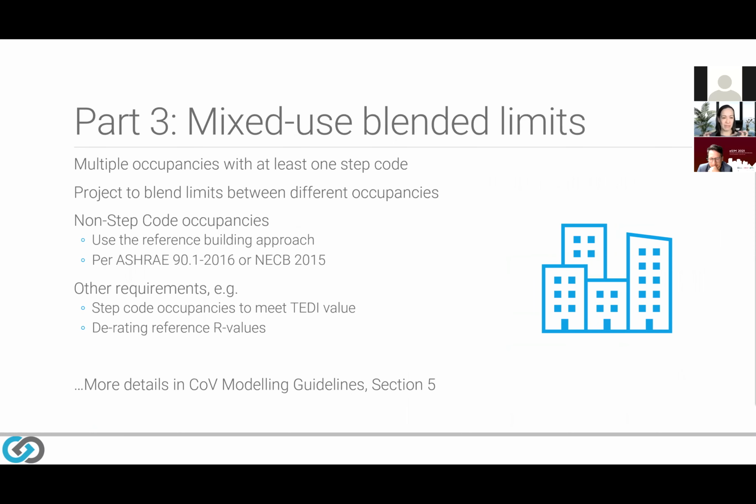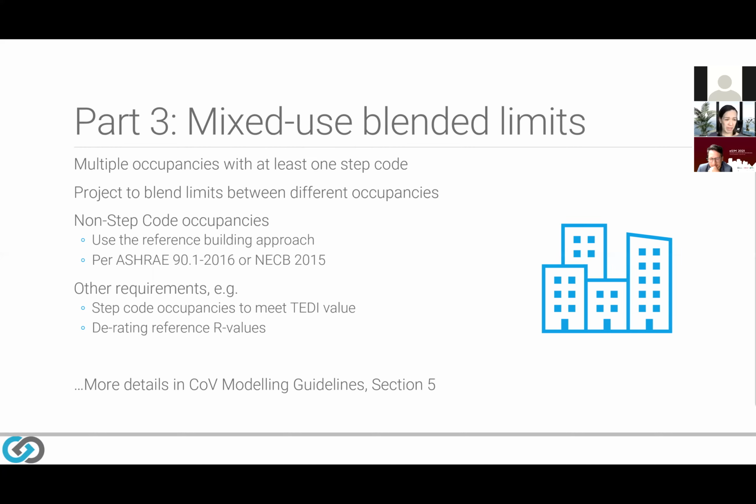The last adjustment that I wanted to mention was that example that I introduced at the start. What if we have multiple occupancies, and of course, at least one of them has to be step code in order for these guidelines to be relevant. The requirement for modeling is to blend the limits between different occupancies. One of the more frequent archetypes that we see is mixed-use residential, several levels of apartments above some retail space or maybe office space in some sort of city. Based on the floor area, those limits need to be blended, and the project as a whole has to meet those.